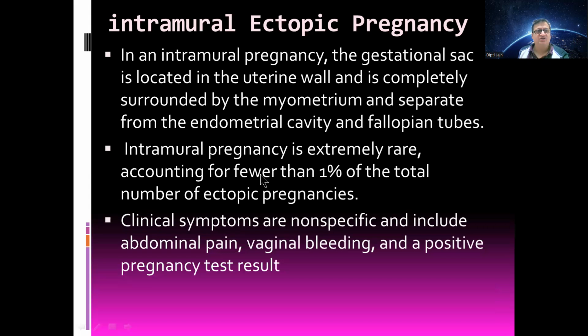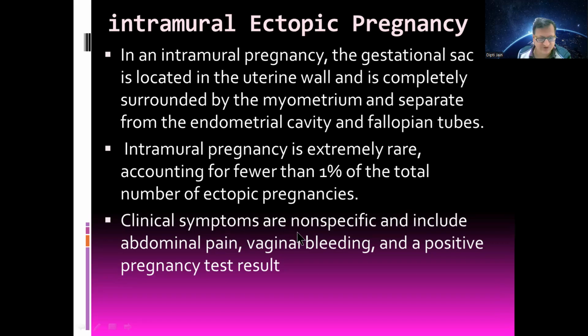Next is another important, interesting ectopic pregnancy, that is intramural ectopic pregnancy. In an intramural ectopic pregnancy, the gestational sac is located in the uterine wall and completely surrounded by the myometrium and separate from the endometrial cavity and the fallopian tube. That is, the sac is burrowed into the myometrium. Intramural pregnancy is extremely rare. It accounts for fewer than 1% of the total number.